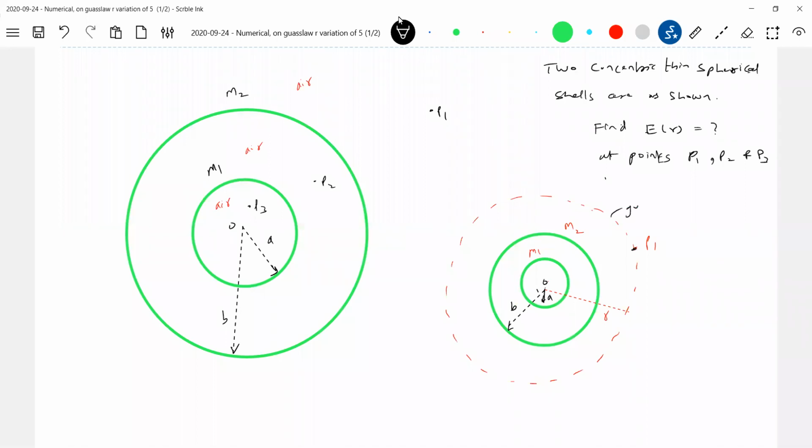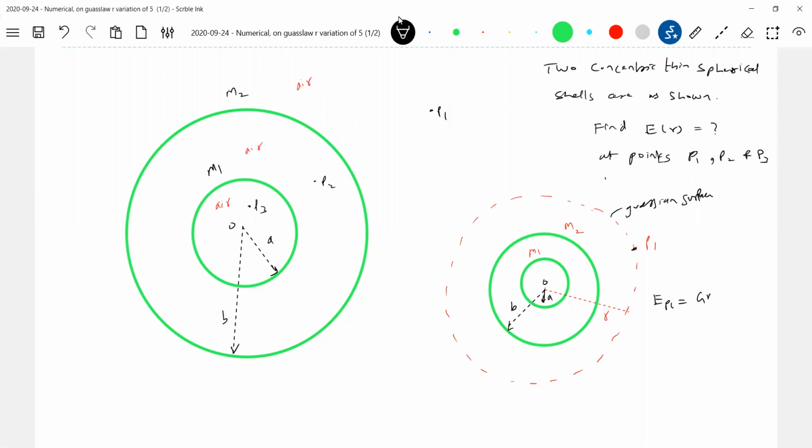This is a Gaussian surface. Where does the whole mass appear, as the mass is distributed symmetrically? As the mass is distributed symmetrically, the mass of both the shells will appear to be at the center. It will behave like a point source, like a point mass.